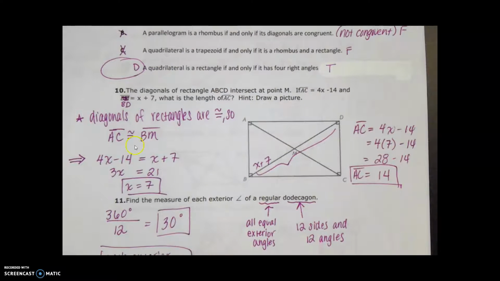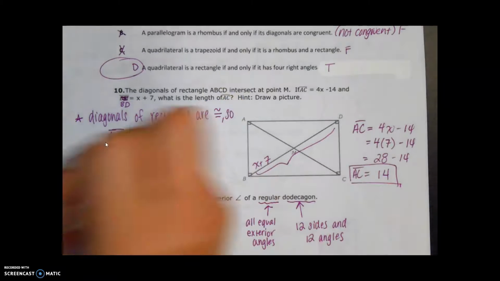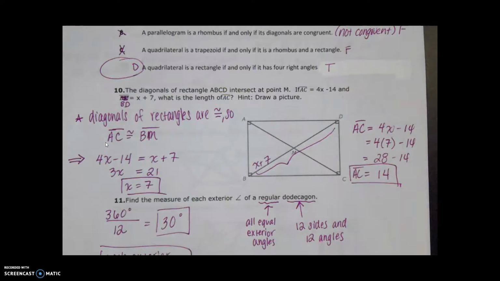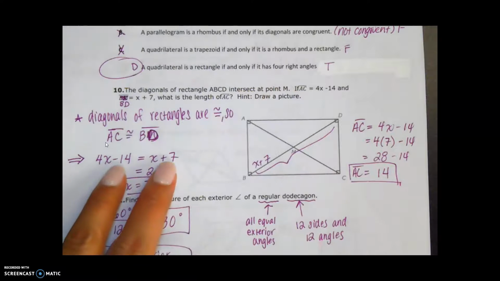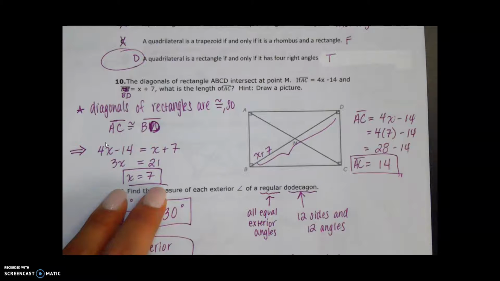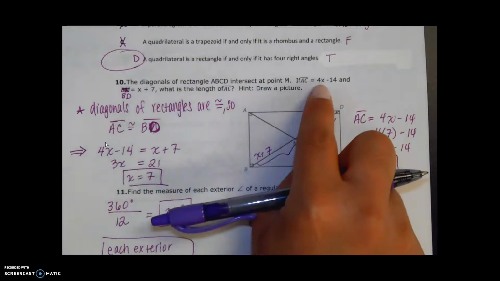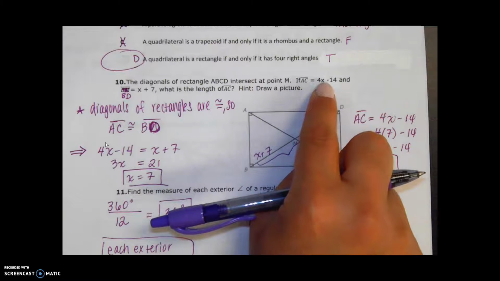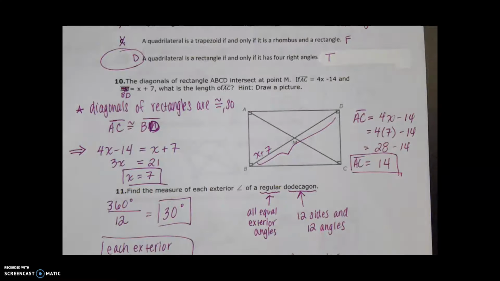All right, so when I do that, the whole thing is x plus 7. I know that those two are going to be congruent to each other because the diagonals of rectangles are congruent to each other. And so let me change this to BD. That was my mistake. Set them equal to each other and solve for x, and I would get x is equal to 7. All right, and so once I get x is equal to 7, then I would plug that back into AC. 4 times 7 is 28 minus 14. That is 14.